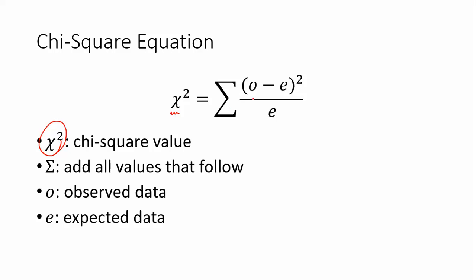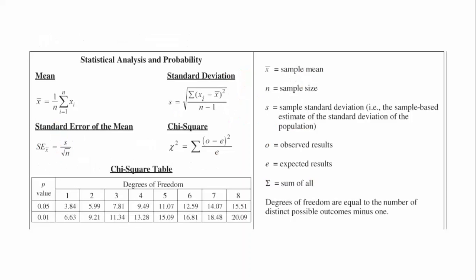And so this sigma here means sum. So we're going to be making this calculation multiple times, and we're going to add up all the results. What we're going to do is for each data set that we have, we're going to compare the observed data that we got and the expected data that we got. And so when we do this equation, we're going to get a value called chi-squared.